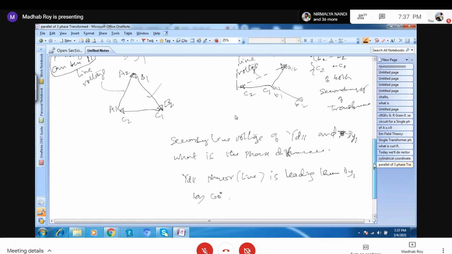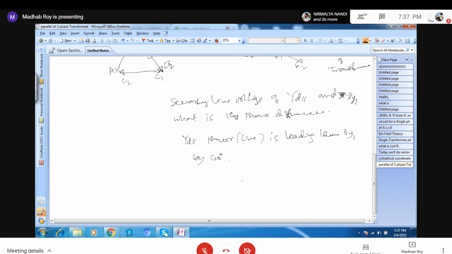So if we draw that, what will be the case for the secondary? This will be the line voltage of C2 A2 of YD11, and this will be the line voltage of DY1. The angle between them is how much? 60 degrees. This is for T1, this is for T2.